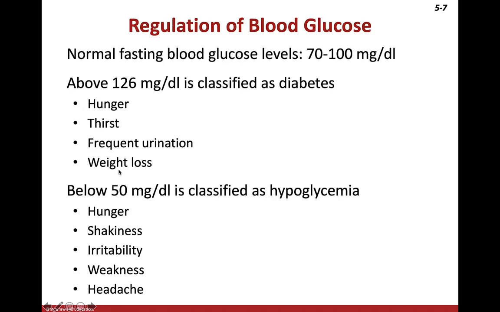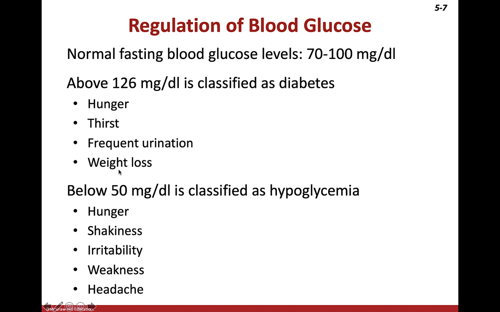Now, normal fasting blood glucose levels fall within the range of 70 to 100 milligrams per deciliter. Above 126 milligrams per deciliter is the cutoff that they use to classify someone as diabetic. And if we look at some of the symptoms that are associated with this, we see hunger, we see thirst, there's frequent urination, and weight loss.